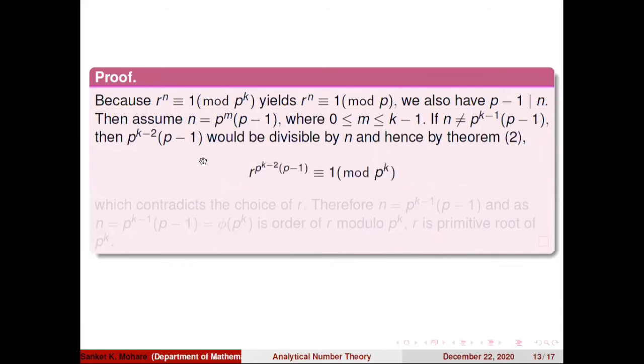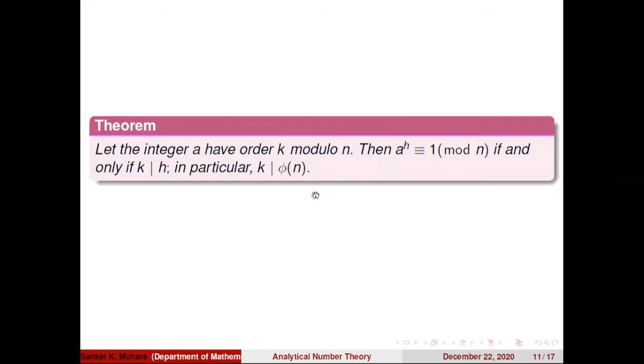So that's why I can write like this, using that theorem, meaning theorem 8.1, r to the power p^(k-2)(p minus 1) is congruent to 1 modulo p^k. Look at here, what is k in this statement? k is the order of a modulo n. So if k divides h, then a to the power h is congruent to 1 modulo n. Whenever the order of a modulo n divides h, then a to the power h is congruent to 1 modulo n. Same thing I am using here.